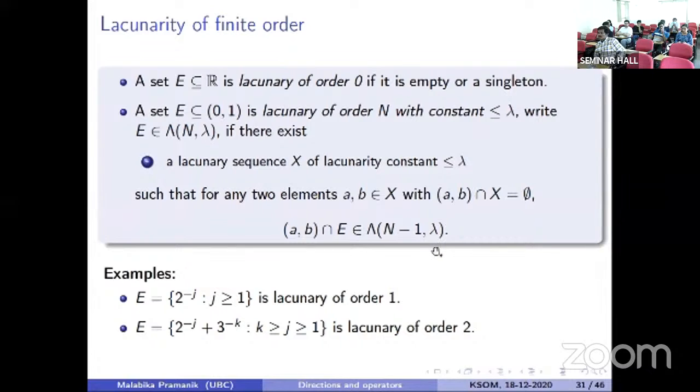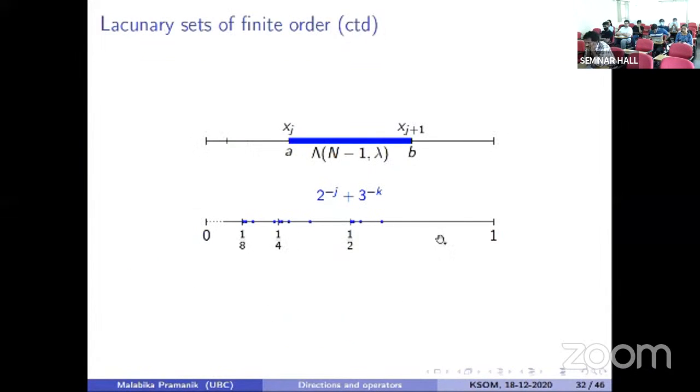We explain this a bit more using the diagram here for the example 2 to the minus j plus 3 to the minus k. Here capital X is the lacunary sequence 1/2, 1/4, 1/8, and so on. We have plotted some of the points of E that fall within the interstitial spaces generated by capital X. When restricted to each one of these interstitial intervals, capital E is given by a lacunary set of order 1. And this proves more precisely that this E is lacunary of order 2.